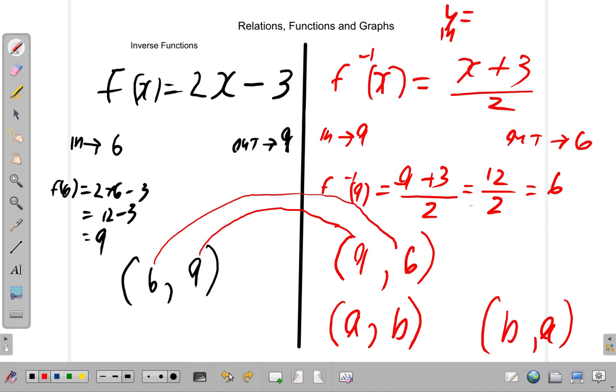In exam, when you are asked to write the inverse of a function, you need to remember these steps. So at each point, you need to memorize and remember that these are the steps you take.